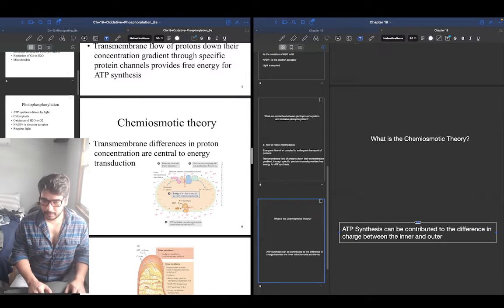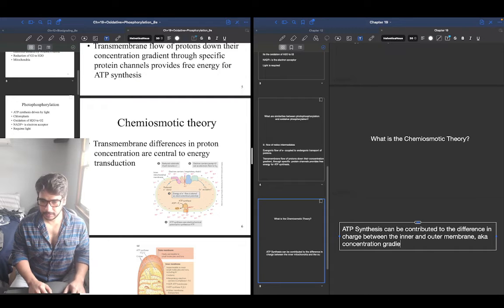Outer membrane, also known as concentration gradient, aka concentration gradient.